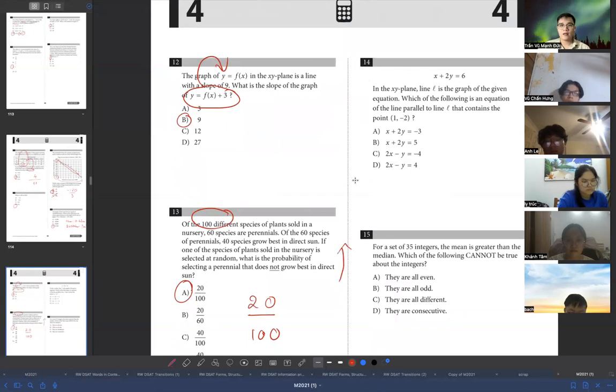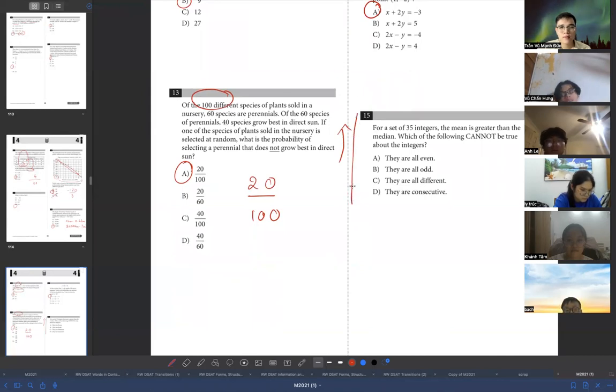14 is Hung's turn. 14 is A. All right, this is just a very easy question. How about 15?